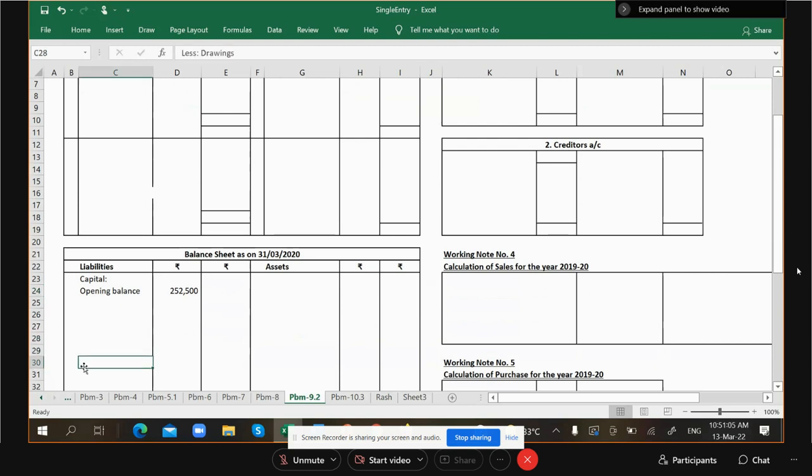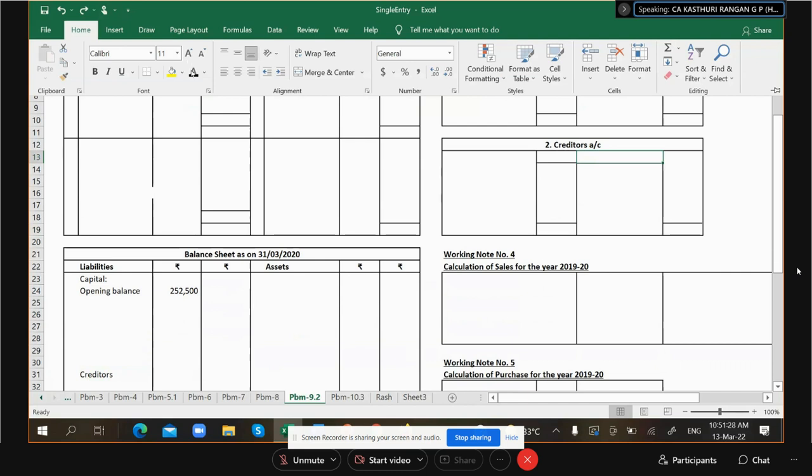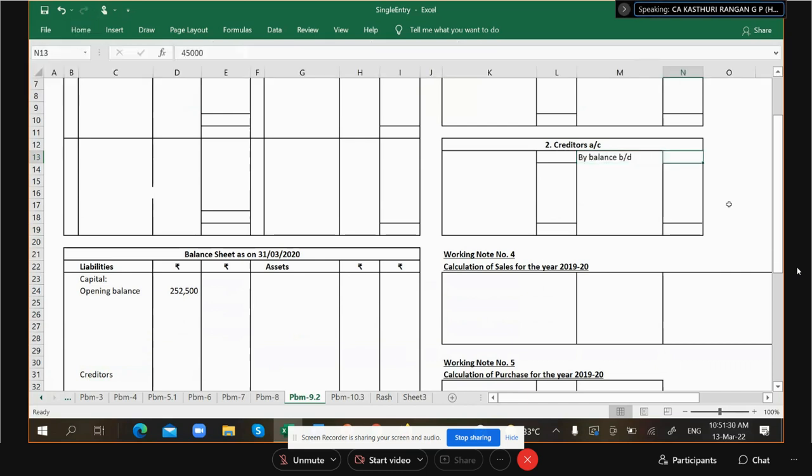Then creditors. Where will you put the creditor? Somewhere here. Put the creditor on the other side. But this creditor is closing creditor. You have to put the creditor in the creditors account. So by creditors, by balance, how much? By balance 45,000. Creditor by balance 45,000. Capital in the balance sheet.